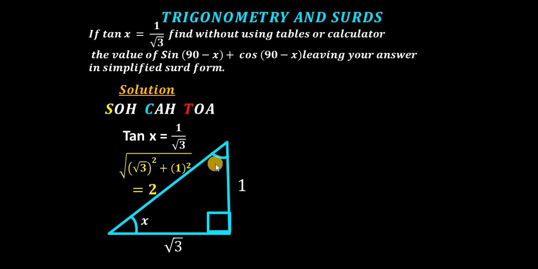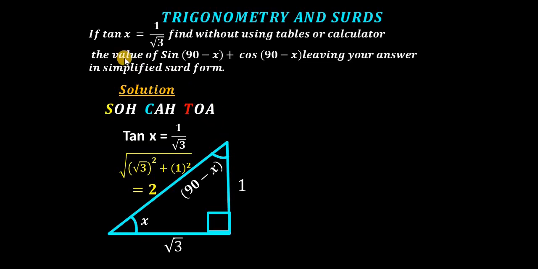We also need to consider this angle here. Given that the triangle is a right angled triangle, it follows that the sum of this angle and this angle here should be 90 degrees. So if already we have here as x, then this should be 90 minus x. So with the triangle solved completely, we can now embark on the stem of the question.